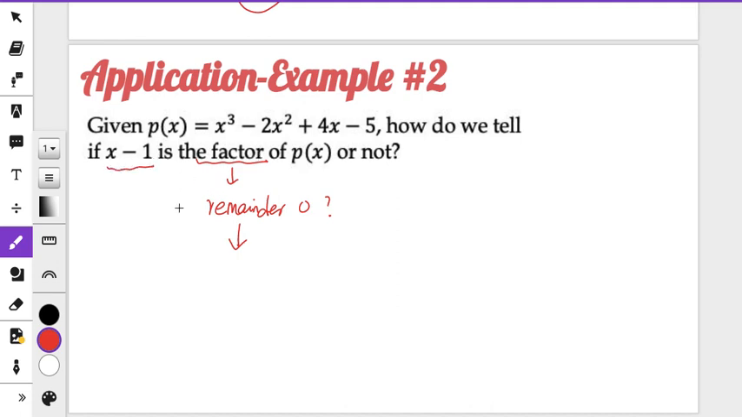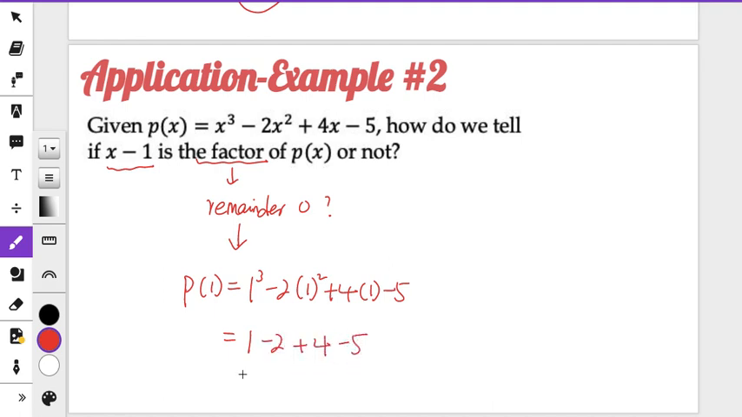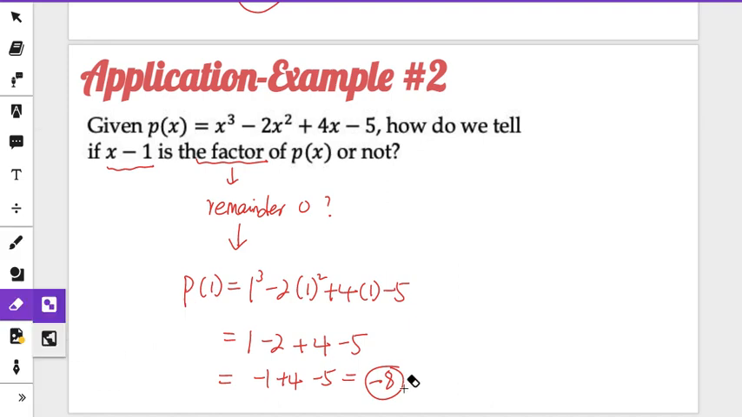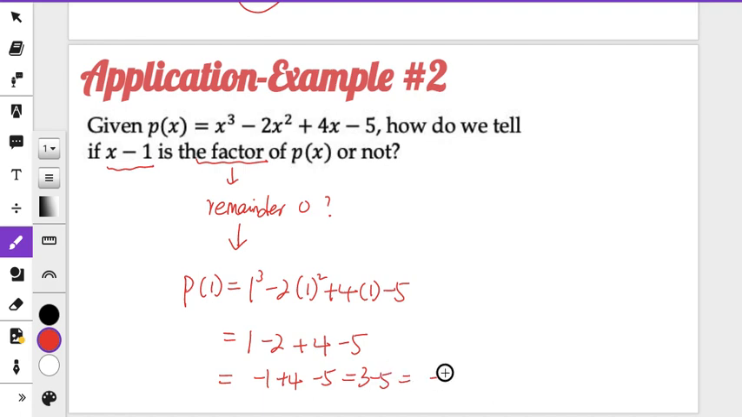Since it's x minus 1, we reverse it. We are going to find p of 1, which is 1 to the third, minus 2 times 1 squared, plus 4 times 1, minus 5. 1 to the third is 1. Remember, whenever you do this, do not forget the order of operations. So we do the square first. 1 squared is 1, times 2 is minus 2, plus 4 minus 5. So negative 1 plus 4 minus 5 is going to be negative 8. Oh, sorry, I made a mistake. So it's 3 minus 5, which is negative 2. Sorry for that. So this remainder is negative 2.